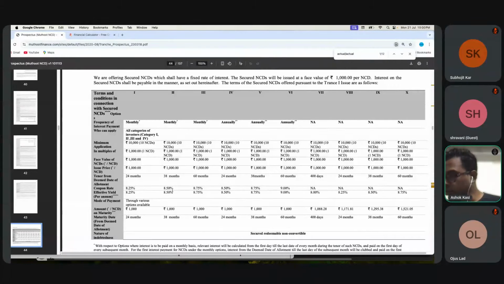So these all are wrong numbers. I have seen this before also. I don't know why they keep making these mistakes.